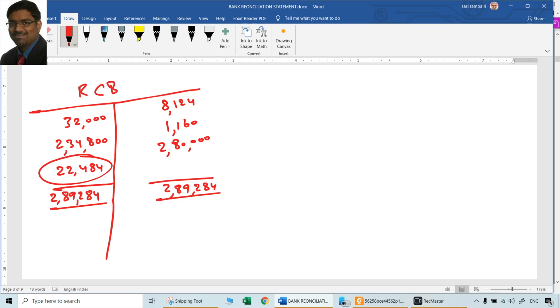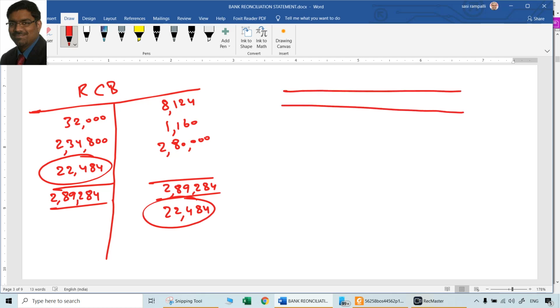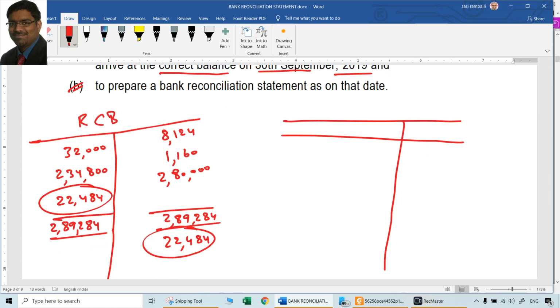It is still a credit balance. Means it is still an overdraft balance only. 22,484 is the overdraft balance, correct, overdraft balance as per revised cash book. That can be our starting point for the BRS. Of course, with a proper statement, bank reconciliation statement as on 30th September 2019.